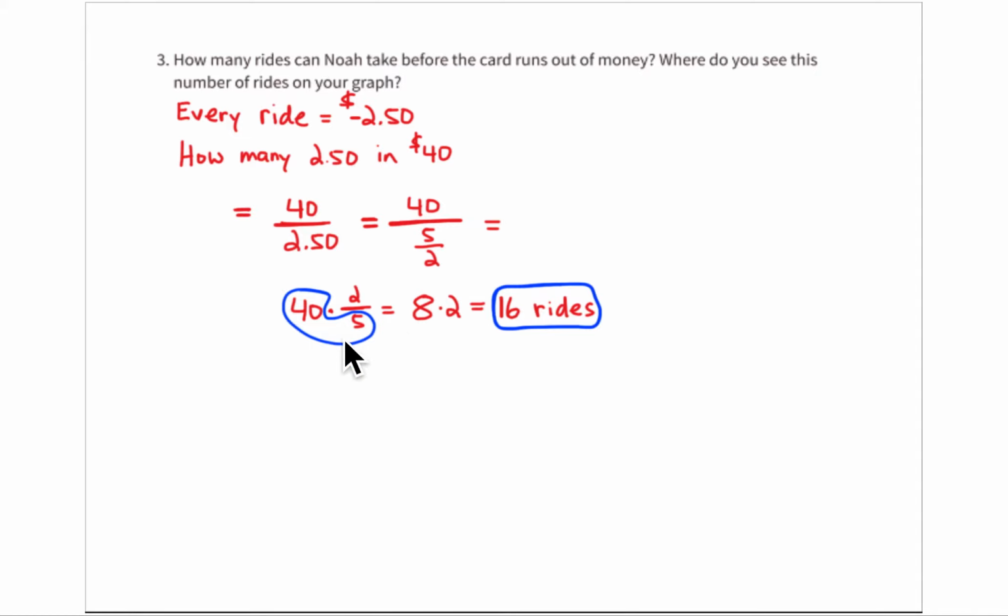To figure that out, what you're going to do is multiply. You're going to use the inverse operation. So we're going way back now. You're going to use the inverse operation, which is multiplication, and we're going to multiply by the multiplicative inverse, which is the reciprocal of 5/2, which is 2/5. And I always push to do this division first because I think it makes these numbers smaller to work with. 40 divided by 5 is 8, and 8 times 2 is 16 rides. It's going to be the answer. So how many rides before he runs out of money? The answer to that is 16 rides.